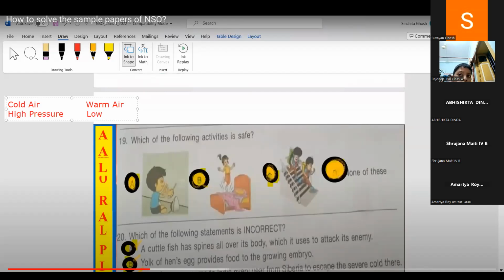So where will the wind move? From warm air, the air will move from low pressure to high pressure, or from high pressure to low pressure?